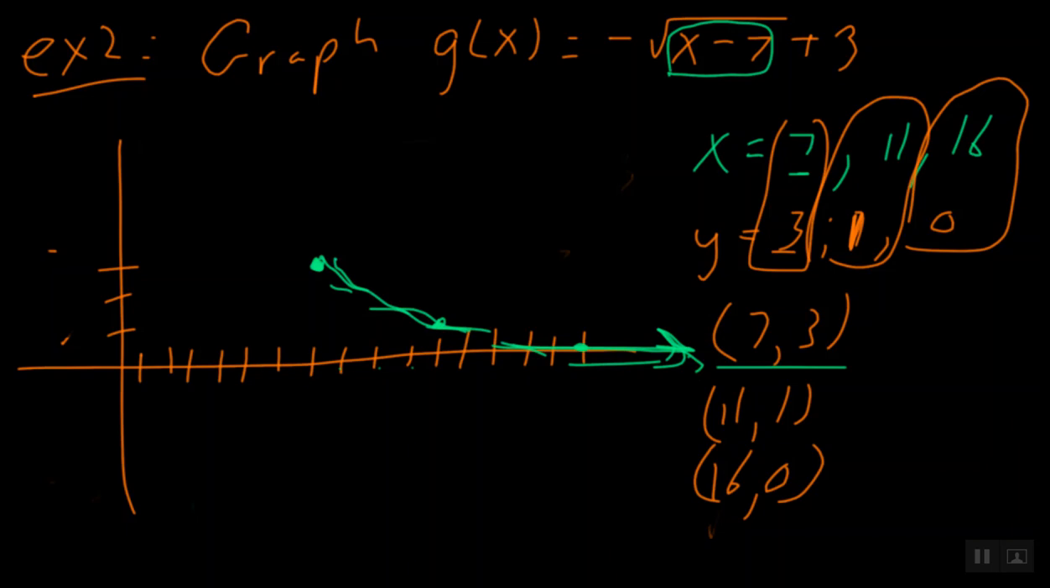Alright, but it goes through those 3 points. And you can just kind of see what the graph is looking like. It's just curving down.